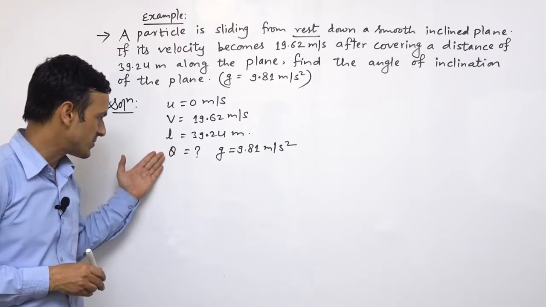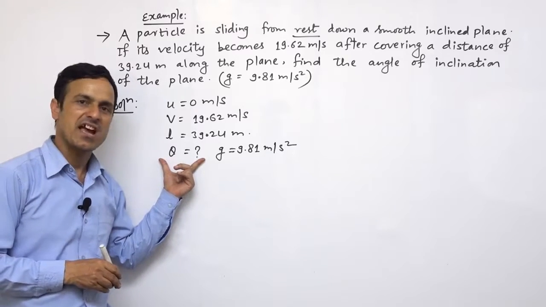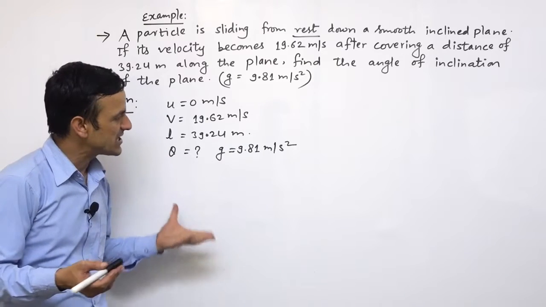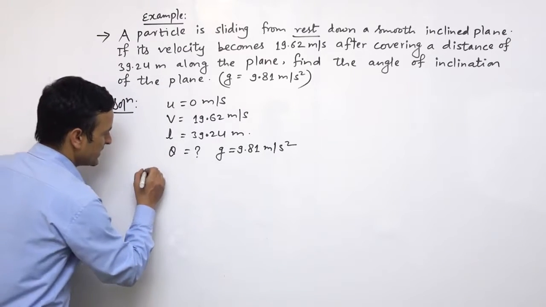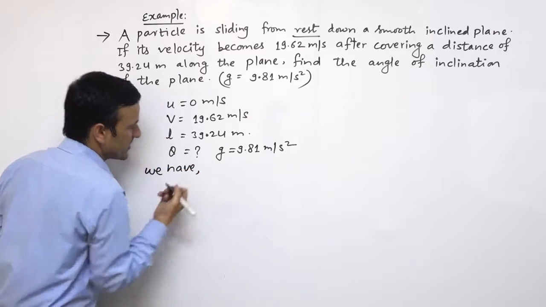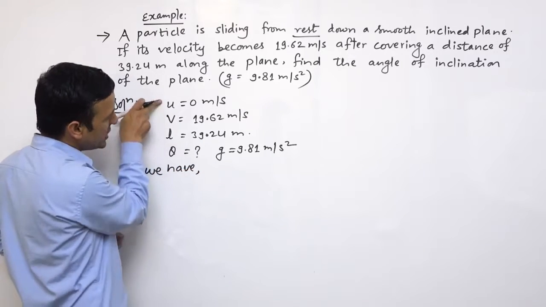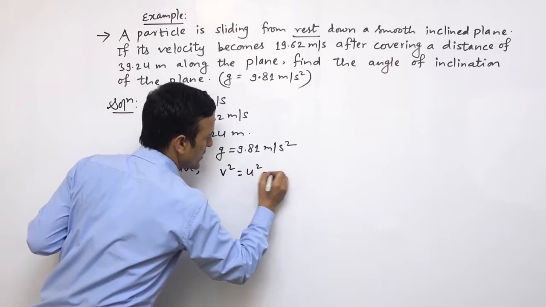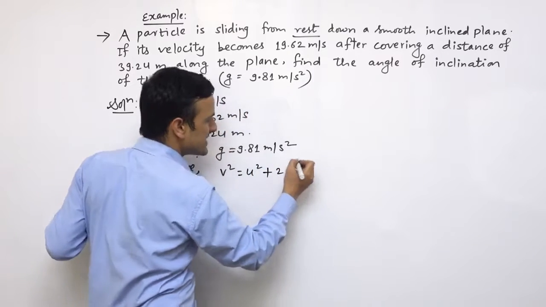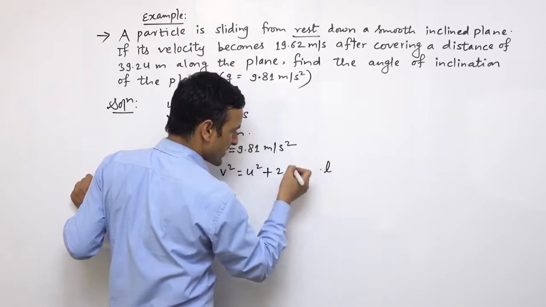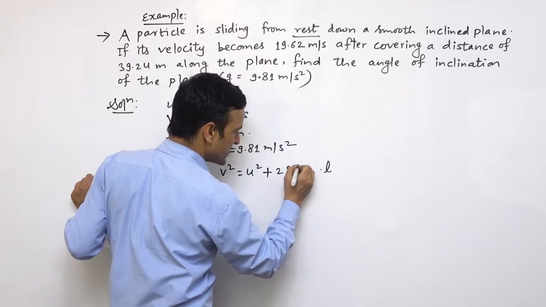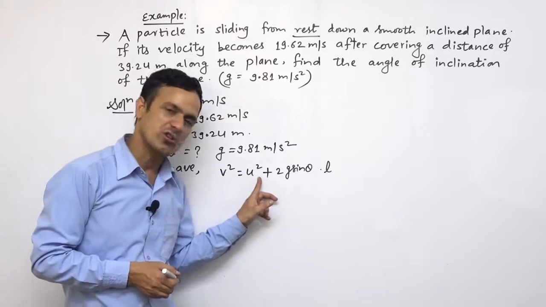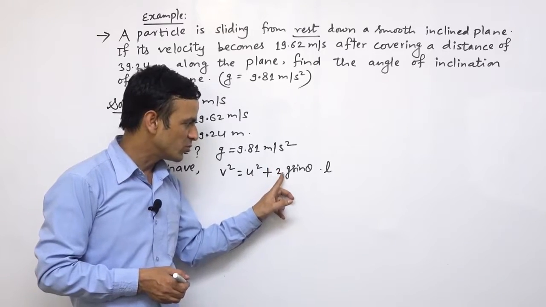So with the help of this information, we can find out the value of theta. Ab hamro yo information ko help bata theta nikalna gairheka chhau. So which formula is suitable for here? We have V, U, L and G. We can use V square is equal to U square plus 2GH. H ko thau ma L huncha ra G ko thau ma G sin theta huncha.